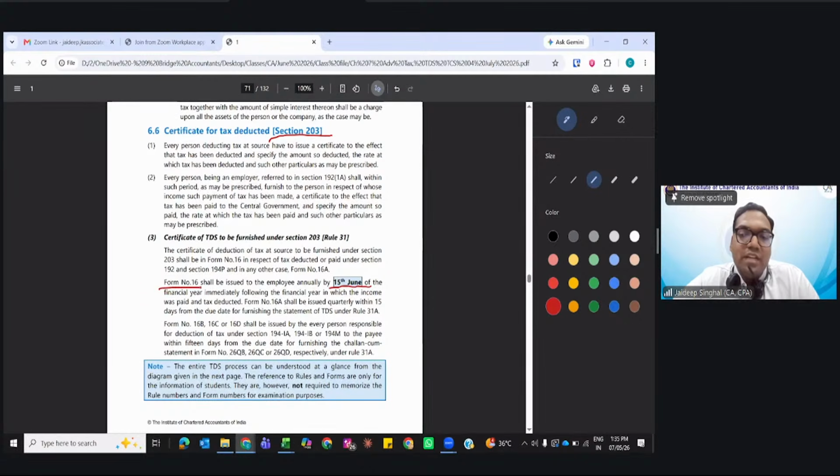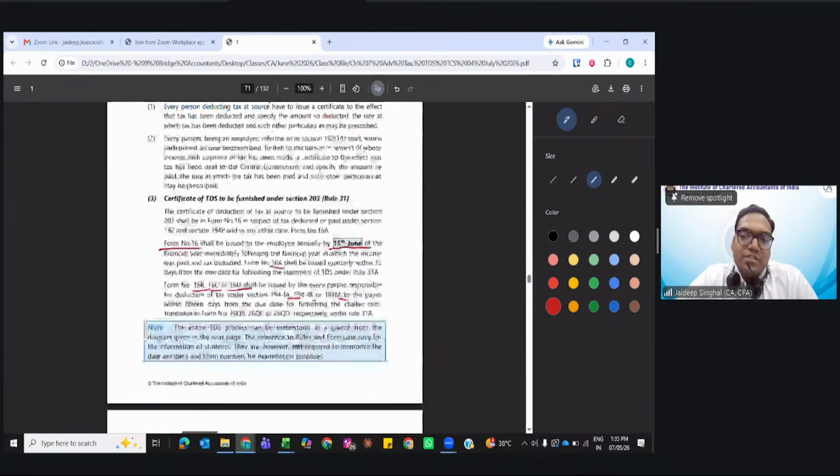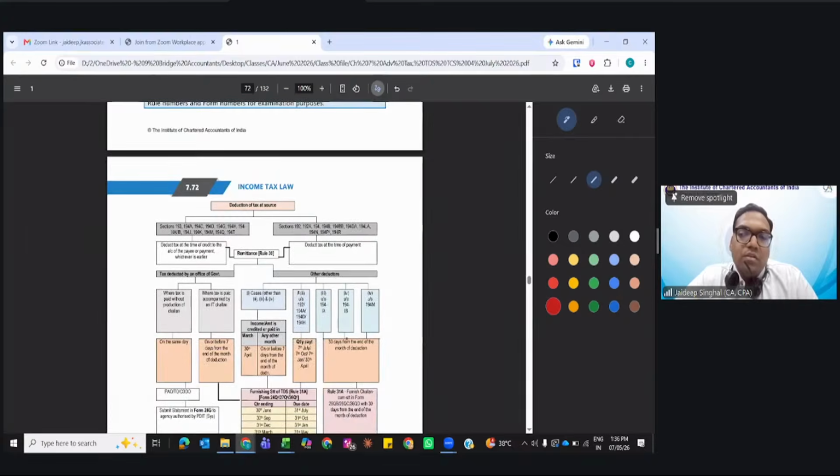Have you heard of Form 16A, B, C, D? Form 16: the employer gives Form 16 to the employee. In the same way, non-employers will give Form 16A. Let's suppose the client has deducted TDS for the CA. The client will give Form 16A to the CA. Same way, there are three more forms, Form 16B, C, and D, for sections 194IA, IB, and M. So like the employer gives Form 16, the non-employers give Form 16A.